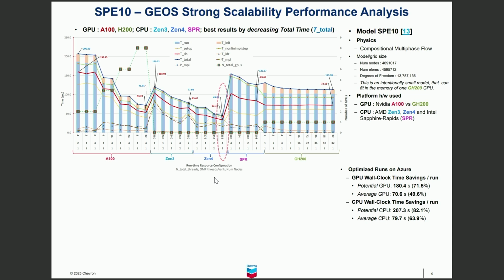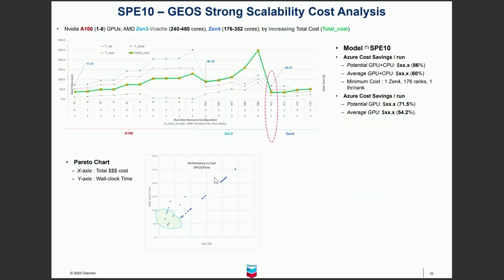The GPU workload time savings, the A100s versus the Grace Hopper, was 71 and 49 on average, and the CPU workload time savings was 82 and 63, respectively. So, there is a similar discussion about the cost. Again, the best cost we figured out was using Zen 4s. We are calculating here using the A100 nodes on Azure. So again, the Zen 4 proved to be better.